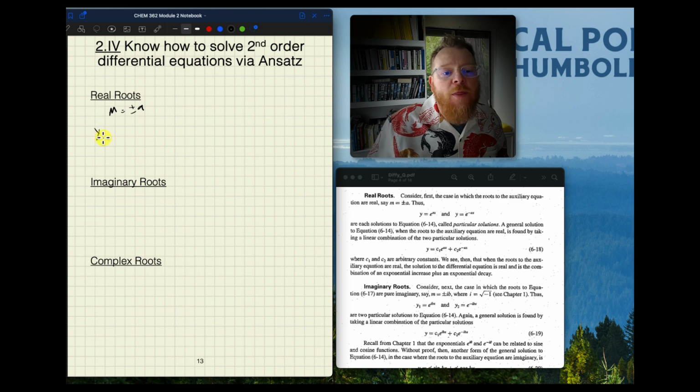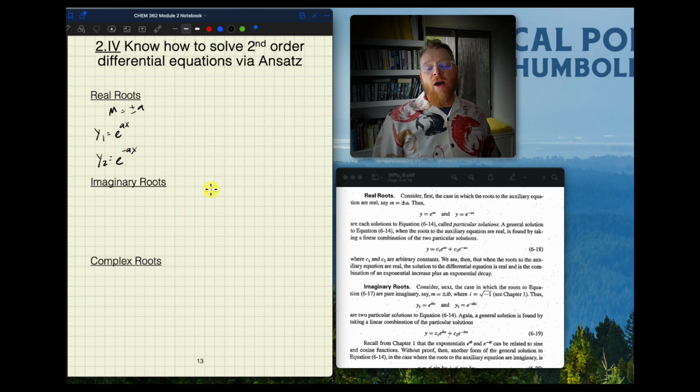And so then plugging that back into our original guess solution, we would say y1 equals e to the ax. And of course, because it could be a plus or minus due to it being a quadratic, we could say y2 is equal to e to the negative ax.